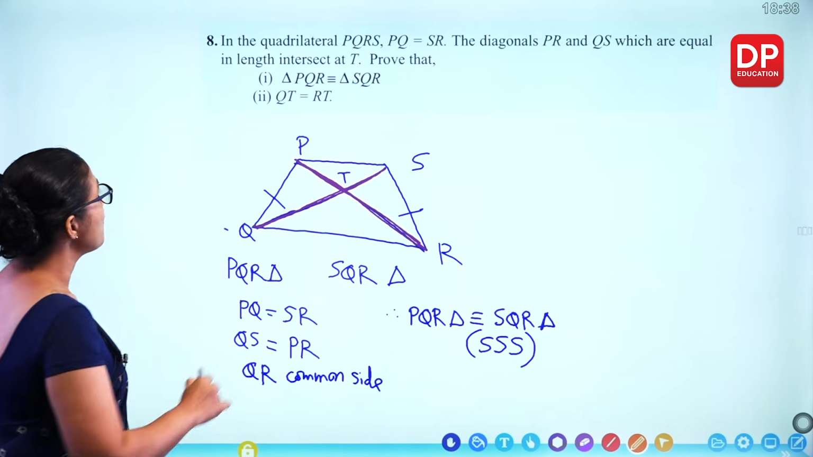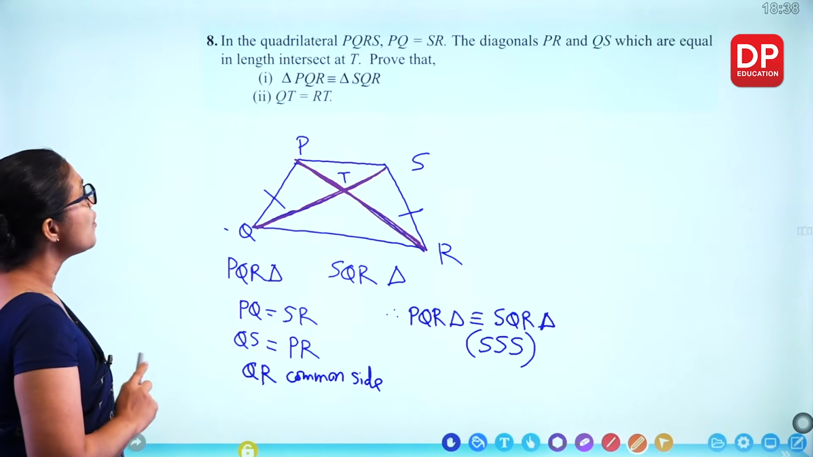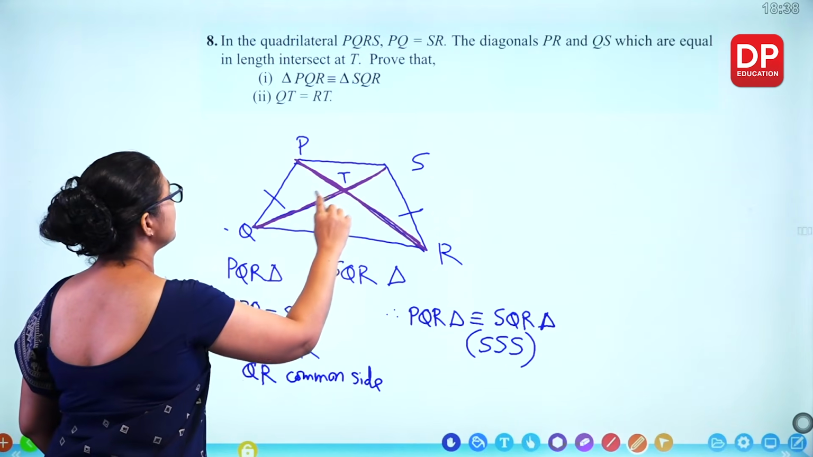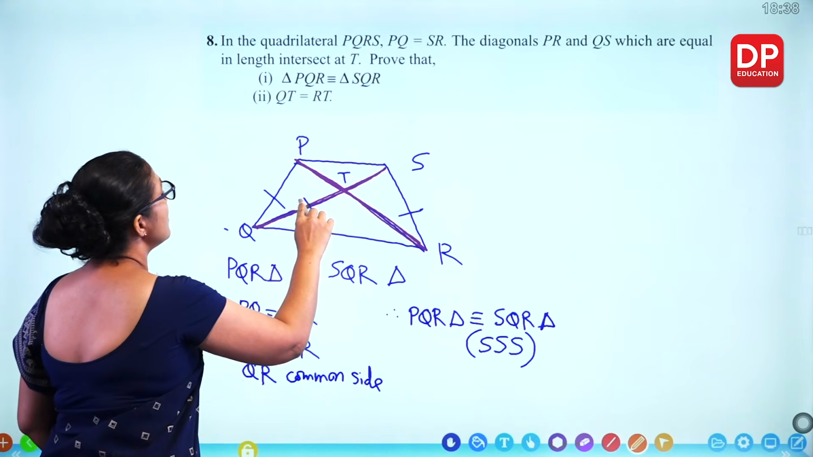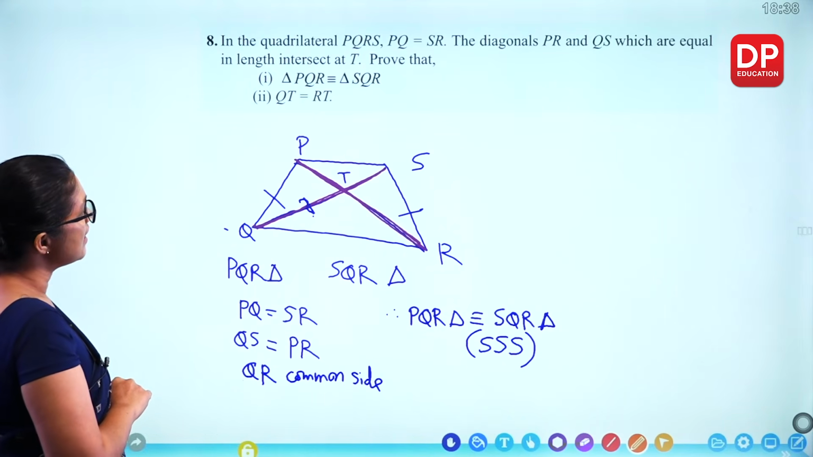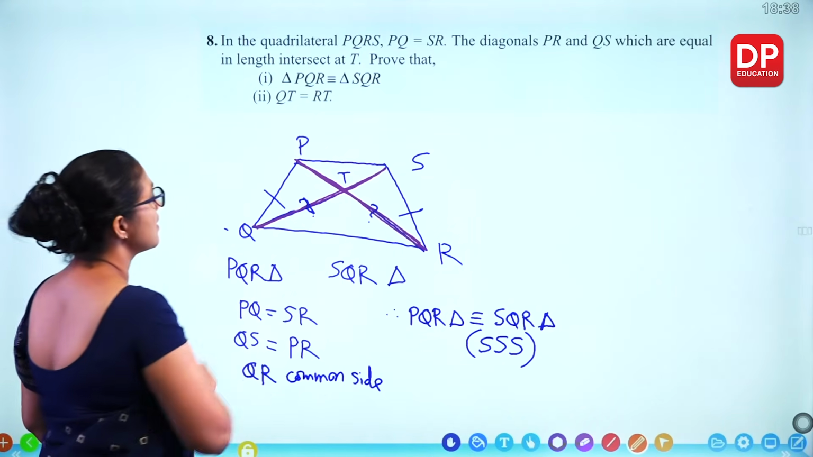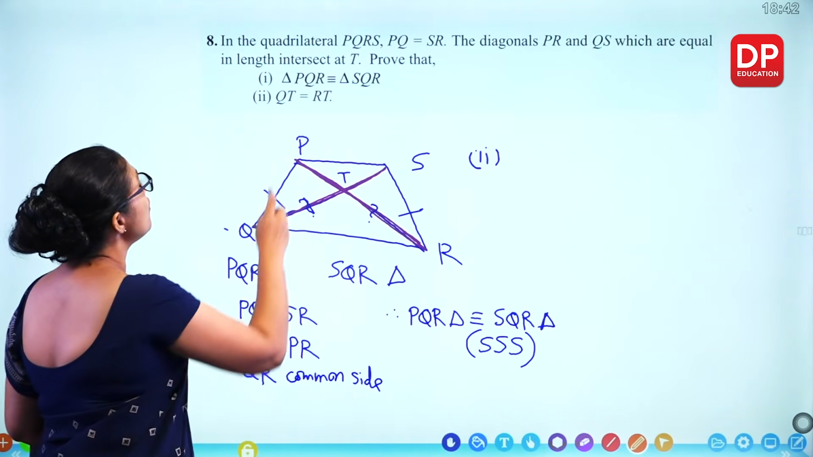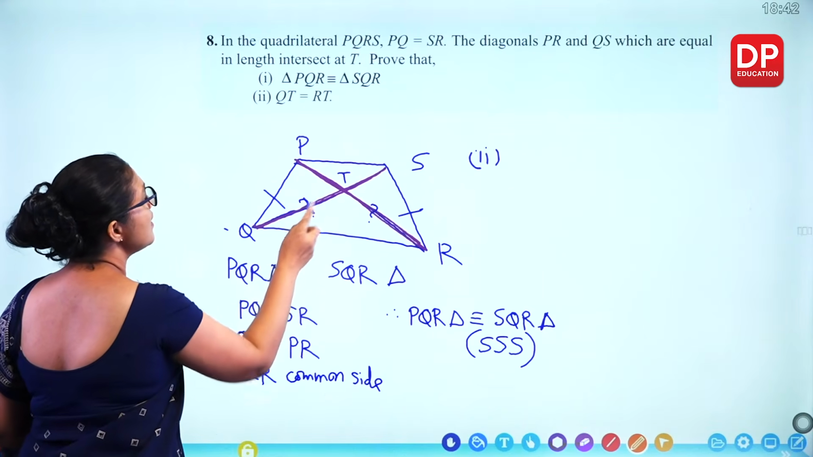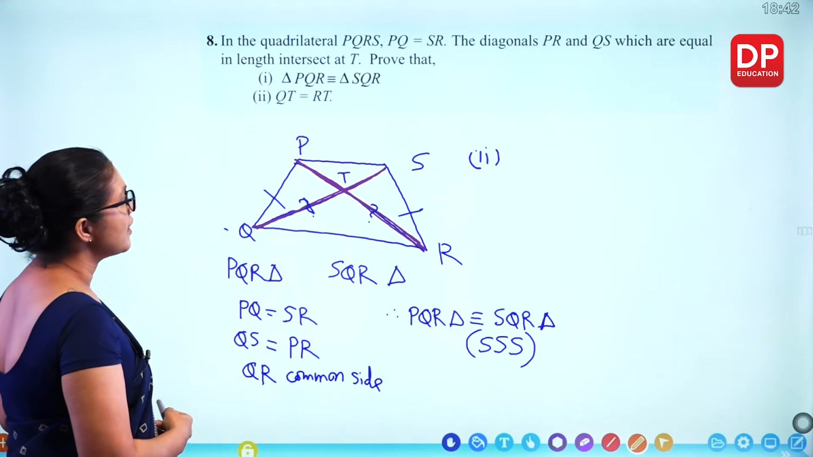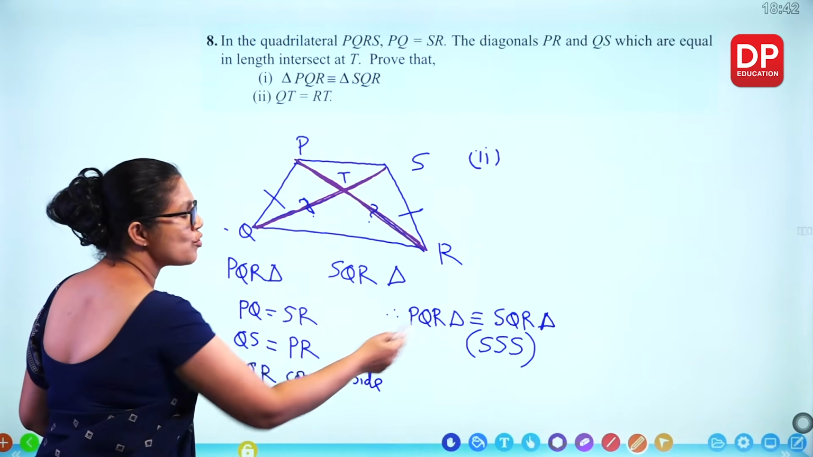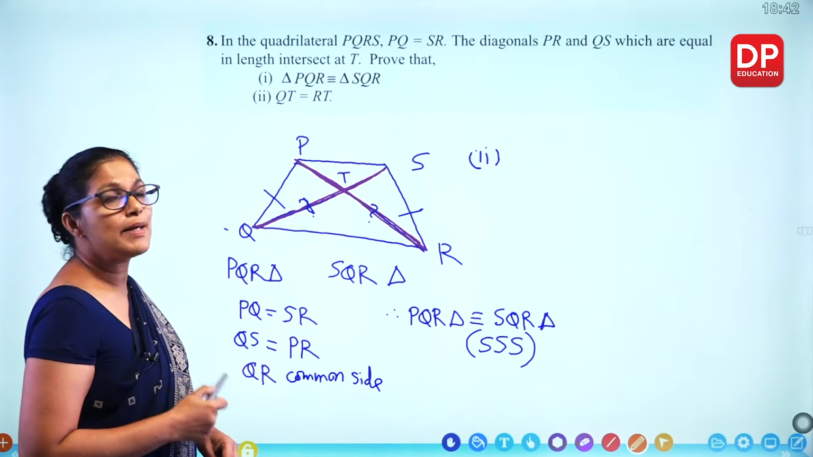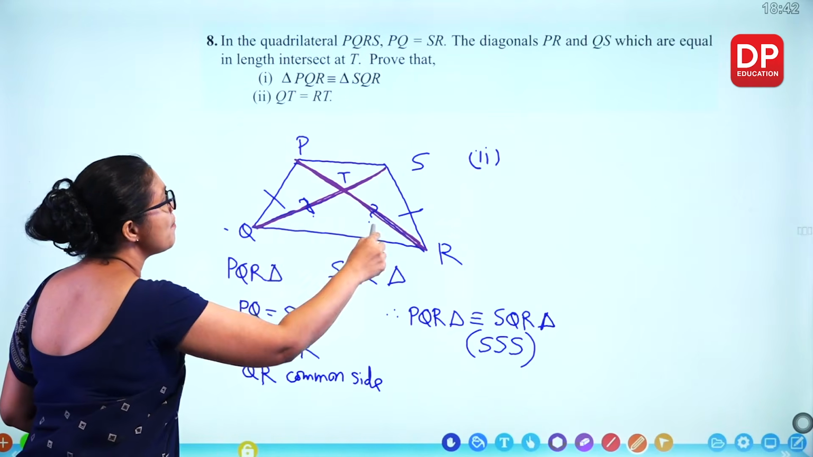So now we have to show the second part, QT equals RT. What is QT? This length. I'll put a question mark, and RT, this distance. Now we'll do the second part. We are asked to prove QT, this one, is equal to TR. So what can we do? We found out these two triangles are congruent. So if these two are congruent, corresponding elements are equal.